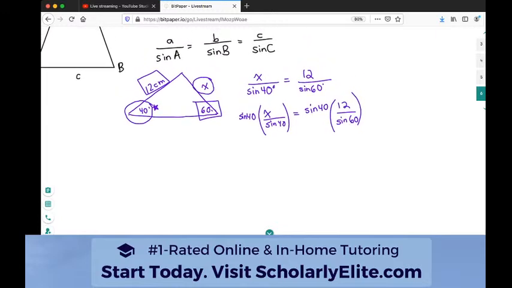Okay. Great. Now, this sine of 40 divided by sine of 40 is going to equal 1, so I'm left with 1x, which is the goal here. And I'm going to plug this into my calculator. Now, first things first, we need to remember BEDMAS. So we're going to go 12 divided by sine of 60 in the brackets. And then whatever that answer is, I'm going to multiply by the sine of 40.